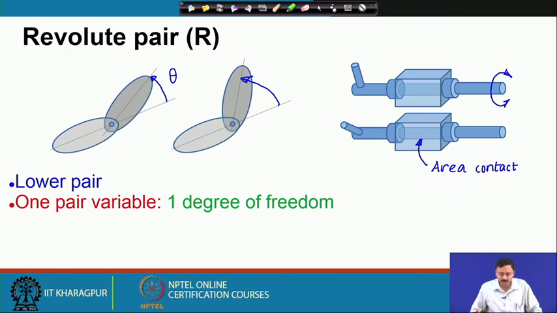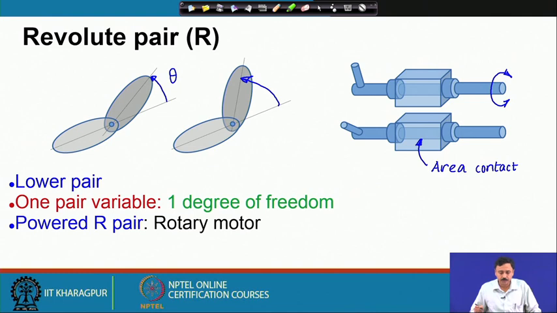There is one pair variable. So, we say a revolute pair has 1 degree of freedom, because by specifying this theta you can exactly specify the relative configuration of the two links. If you specify theta, the two links will get fixed. So, there will not be any ambiguity. A powered R pair is a rotary motor. So, when you have a rotary motor connected to one of the links and the shaft is connected to the other link, that forms a revolute pair and it is a powered revolute pair.